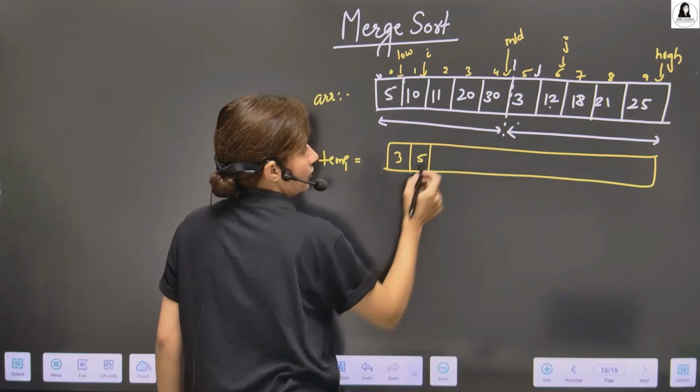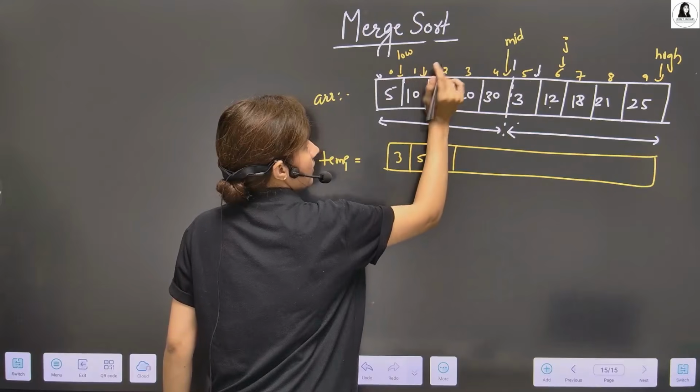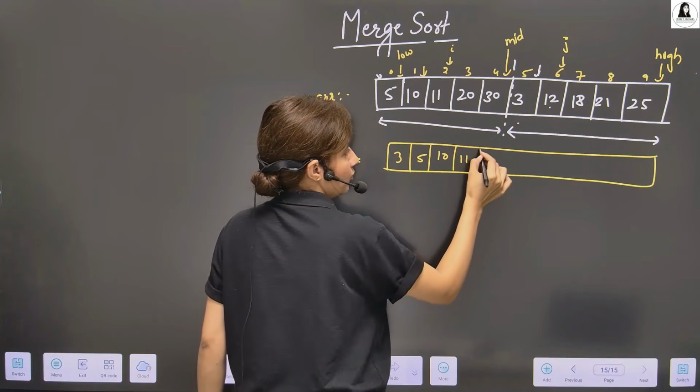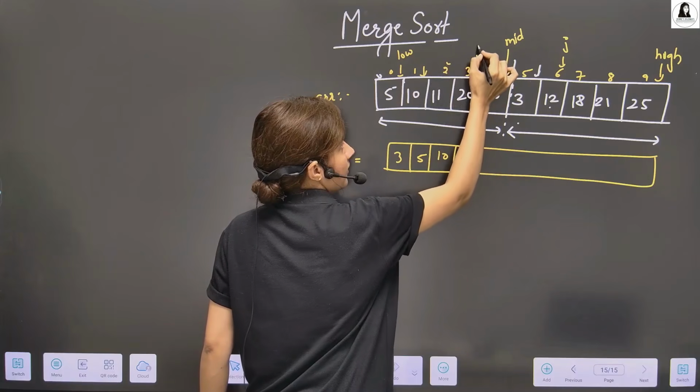10 and 12. Which one is smaller? 10. I would be here. 11 and 12. Which one is smaller? 11. Let's put 11 here. Increment the I.